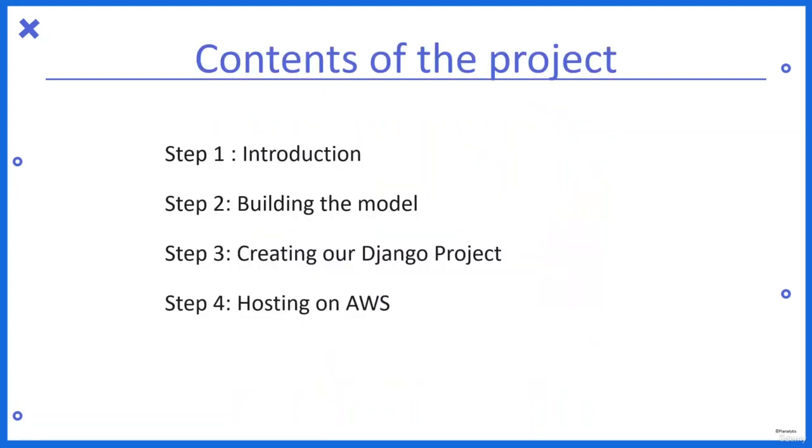Now I'm going to move forward with the contents of the project here. We will talk about the overview. What exactly are we going to do in this project? That would be in the introduction. Then we will talk about specifically which model we are building, what that model is going to do for us. Then we will talk about how we are going to create our website using the Django framework, and lastly, hosting it on AWS.